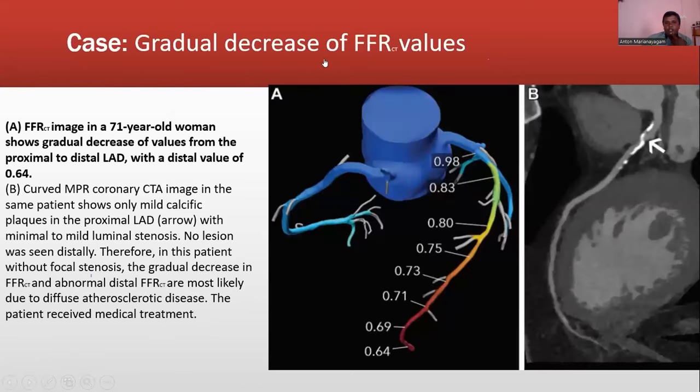Now, this is a gradual disease of FFR values. You see this right coronary artery is predominantly bluish in color. There is a stenosis here. From here, what you get is a gradual reduction in FFR value, which becomes quite significant distally. You have a plaque here, but it is not causing significant stenosis in this area.